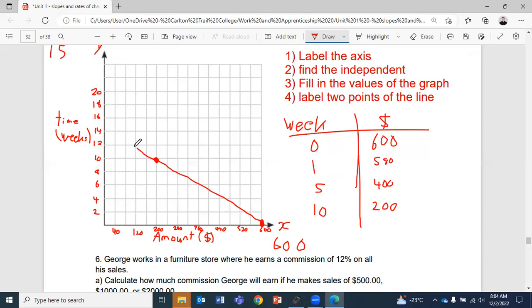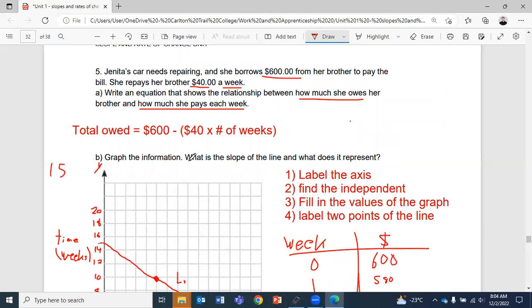I'm going to keep extending that out. Oh, look at that. It ended on week 15. I know this is when I'm going to pay everything. Cool. Okay. So now just label your line. I'm just going to say this is line 1. Done. I've graphed the information.